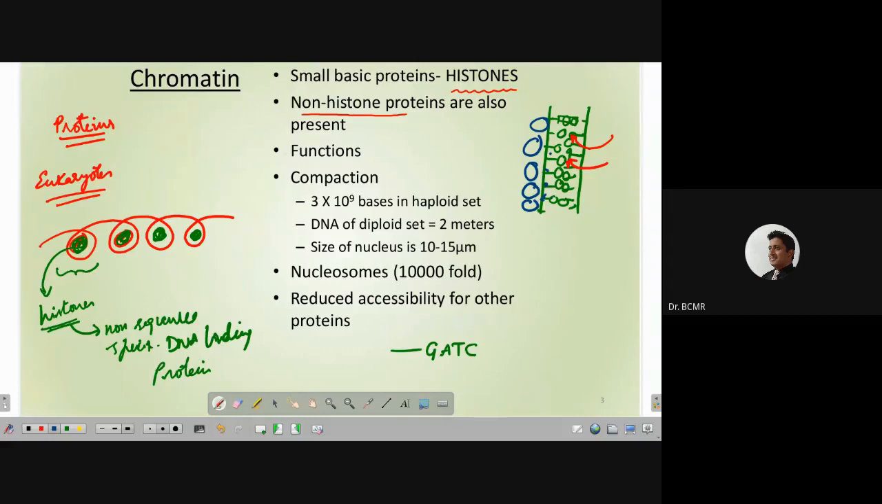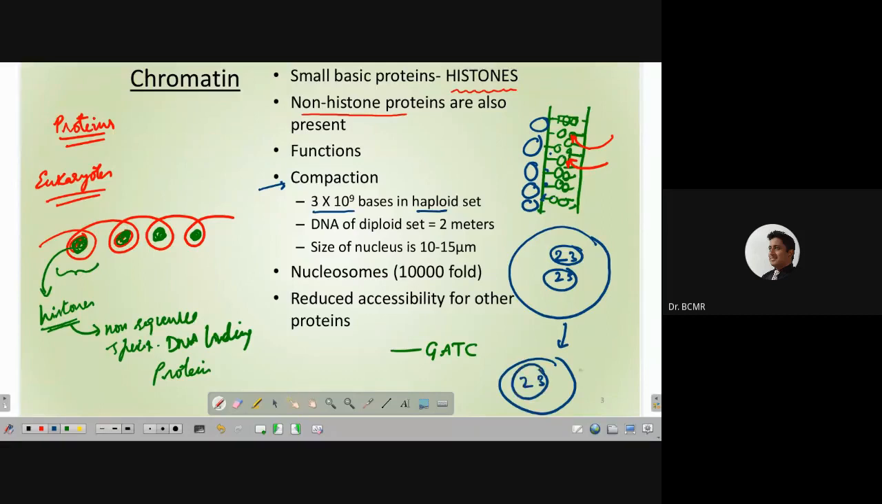Okay. There is one important thing that we have to remember: each of our cells, human cells, has a haploid set. What is a haploid set? We have about, as we said, 23 pairs. Assume that in our gametes there would be only 23 chromosomes. That is haploid. When it is in pairs, that is called diploid.